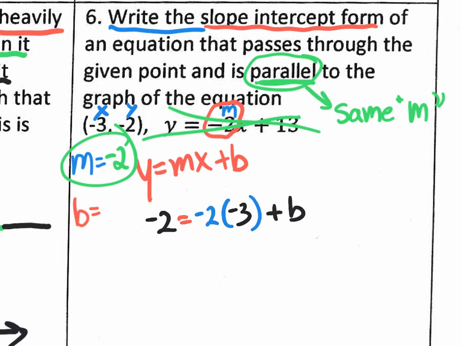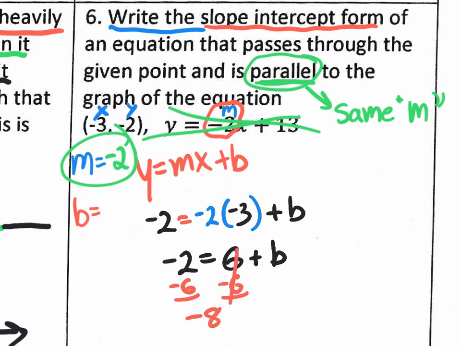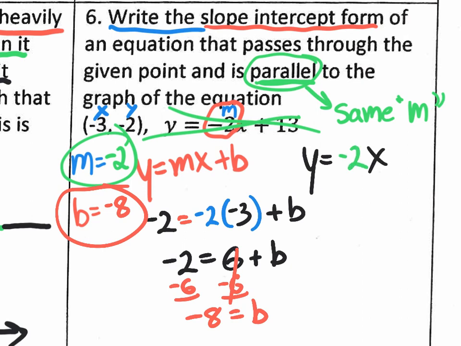Let's solve this equation so we could find the b value. It's going to be -2 = 6 + b. Subtract 6. We're going to have -2 minus 6, that's -8 equals b. So the b value is -8. Once you have the m and the b, now you could actually write your equation in y = mx + b form. So your answer is y = -2x - 8.